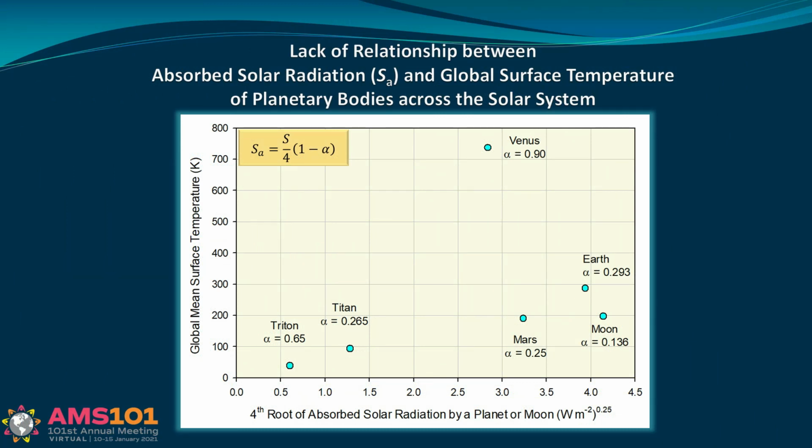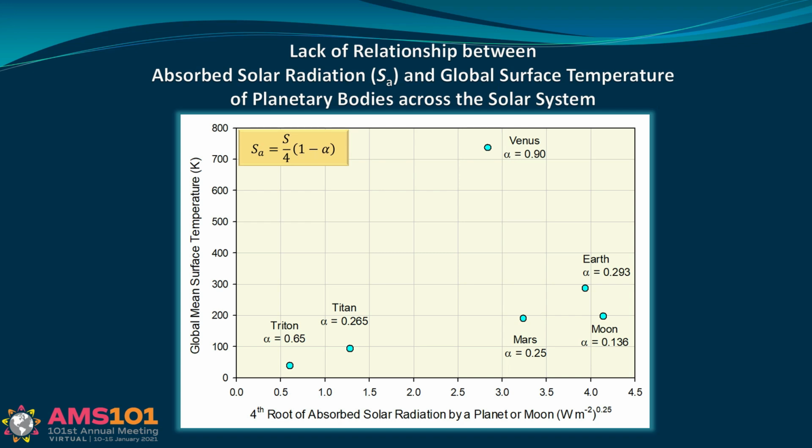According to the Stefan-Boltzmann radiation law, the equilibrium temperature of a material object is proportional to the fourth root of the radiation absorbed by the object. As shown by the equation in the upper left corner, the spatially averaged shortwave flux absorbed by a planetary body, S sub A, is a function of the top of the atmosphere solar irradiance, S, and planet's albedo alpha, defined as the fraction of incoming solar radiation reflected back to space. Yet across the solar system, the observed global surface temperatures of planets and moons appear to have no relationship to the absorbed solar radiation by such bodies, as illustrated on this scatter plot.